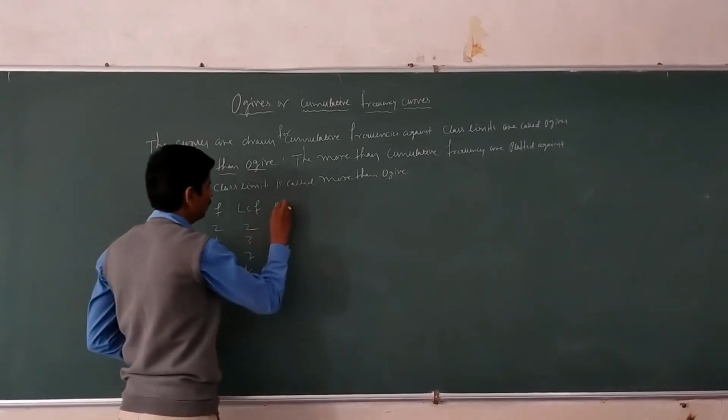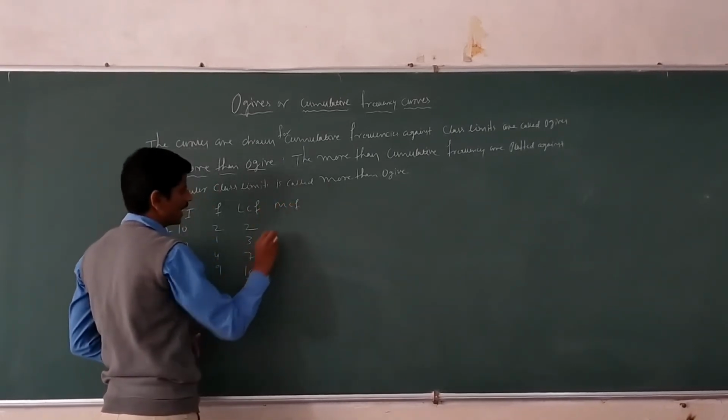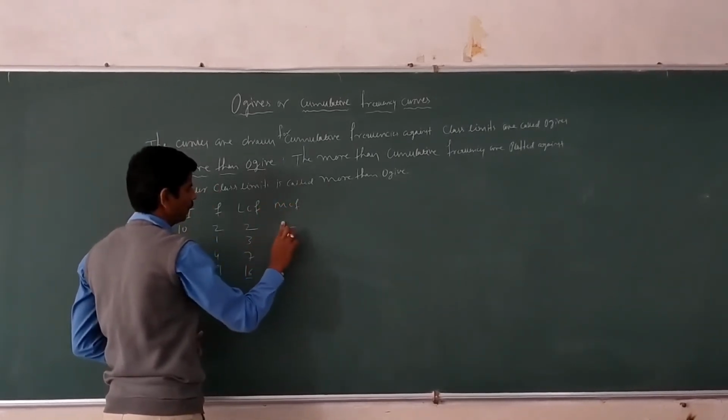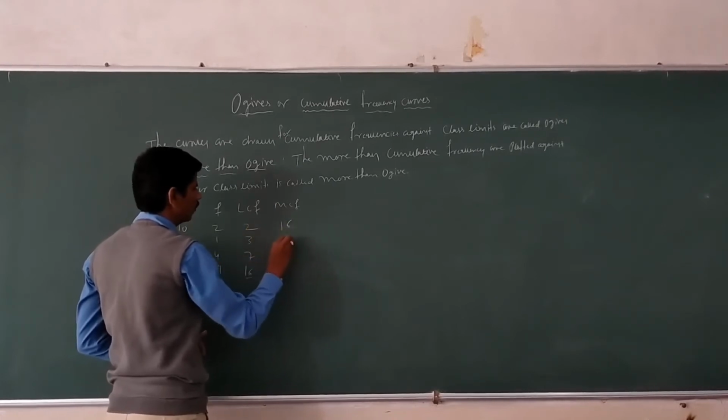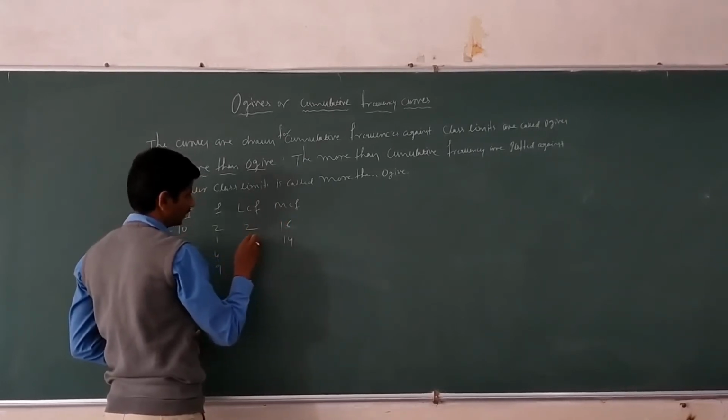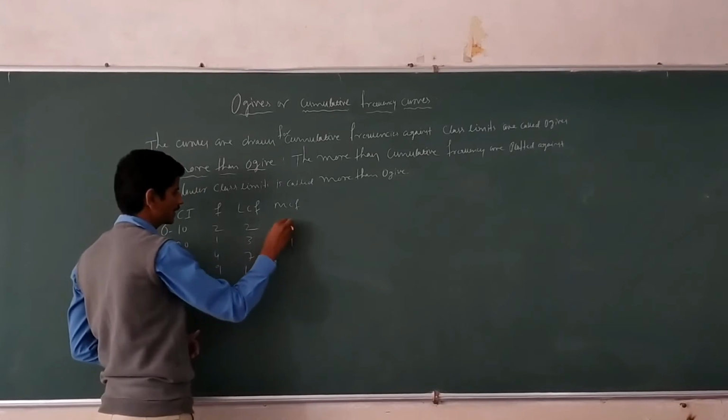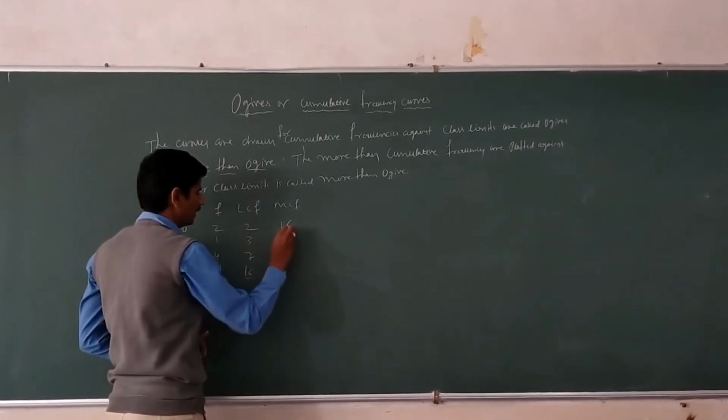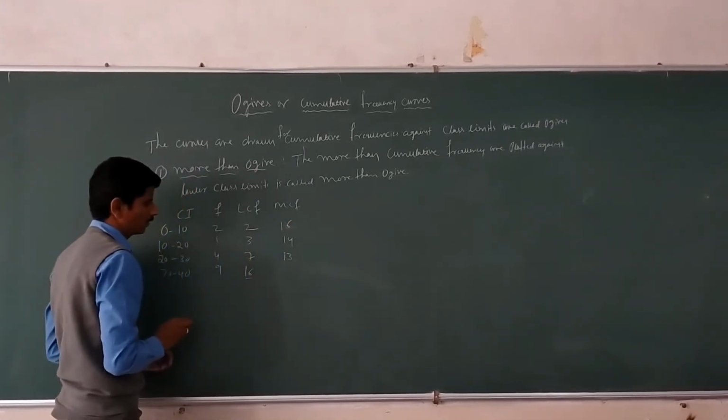In the LCF, 16 is the highest value. For the MCF, we take 16 as the first term. 16 minus 2 is 14, 16 minus 3 is 13, 16 minus 7 is 9.